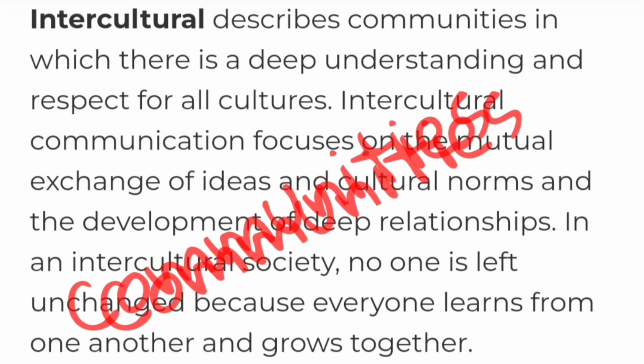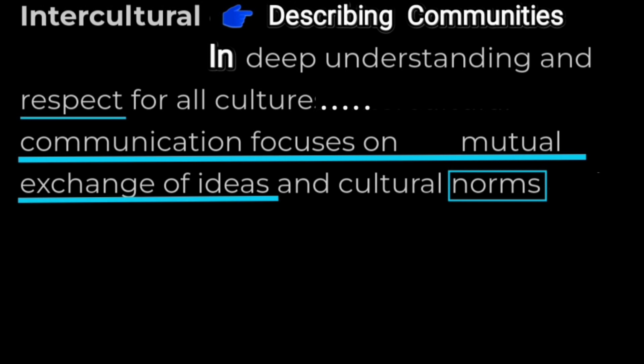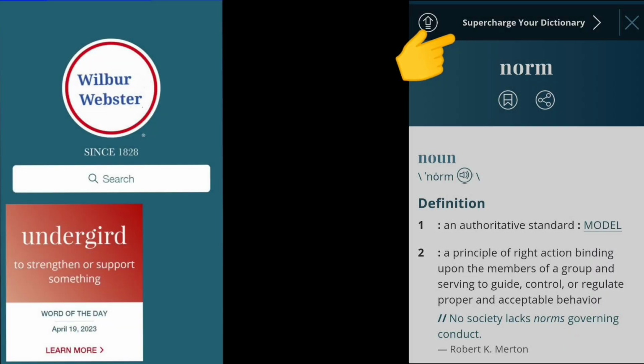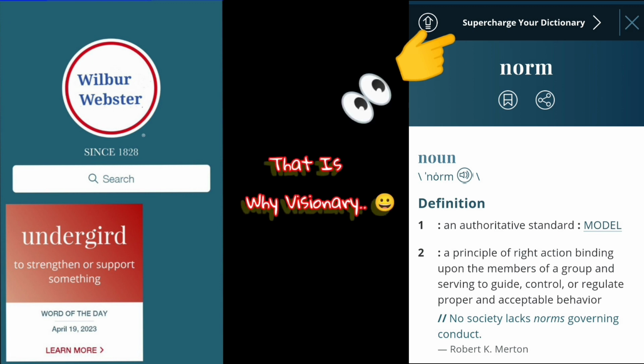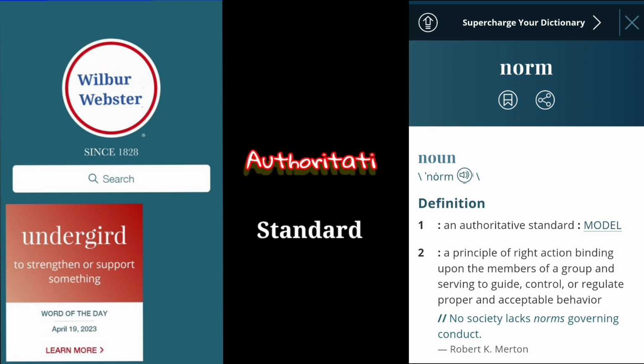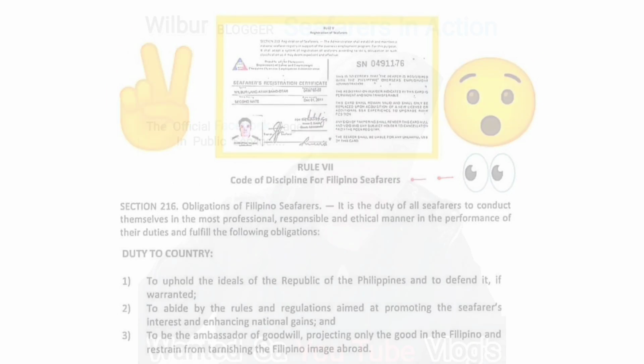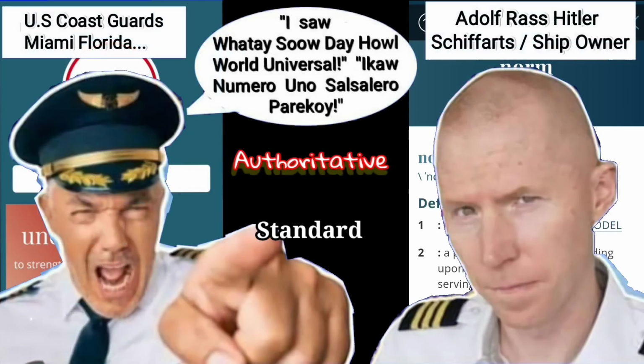Intercultural describes communities with deep understanding and respect for all cultures. Communication focuses on the mutual exchange of ideas and cultural norms. According to the Merriam-Webster Dictionary, a norm is an authoritative standard, a principle of right action binding upon the members of a group and serving to guide, control, or regulate proper and acceptable behavior. Everyone learns from one another. Everybody grows together. No one is left unchanged.